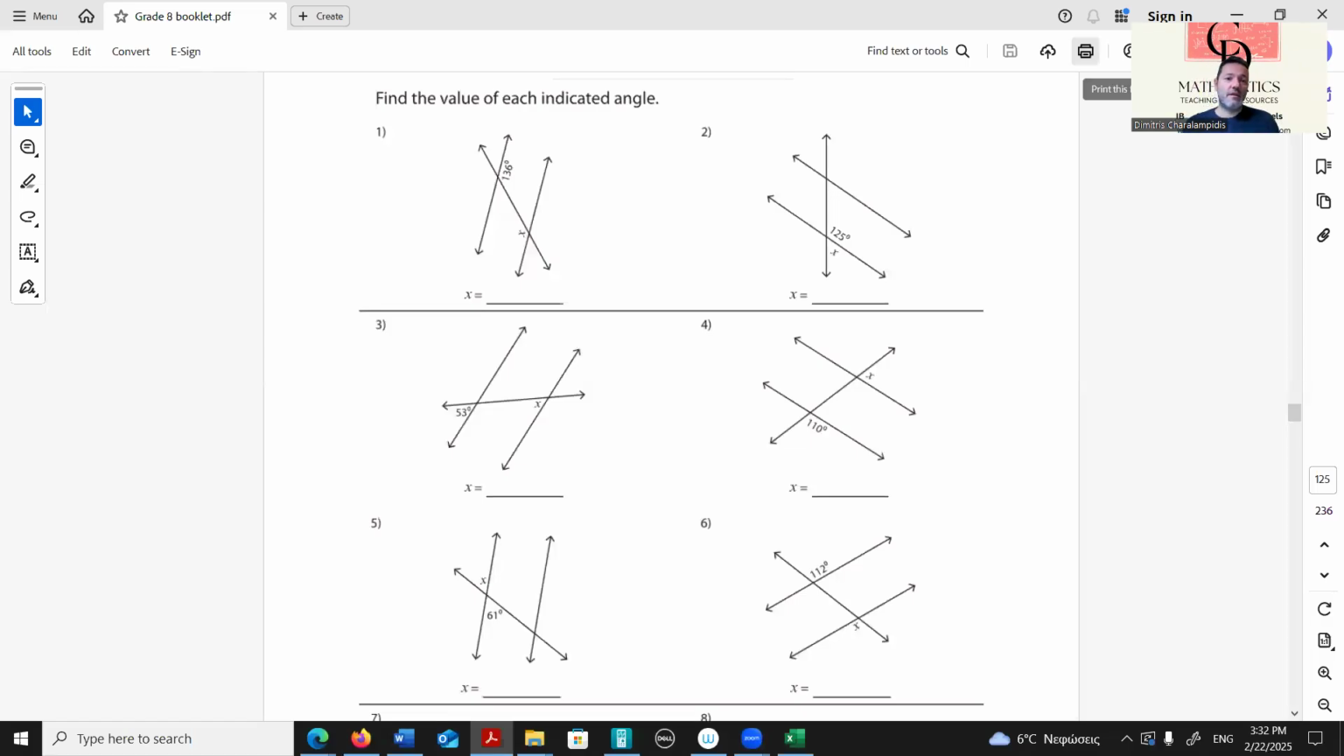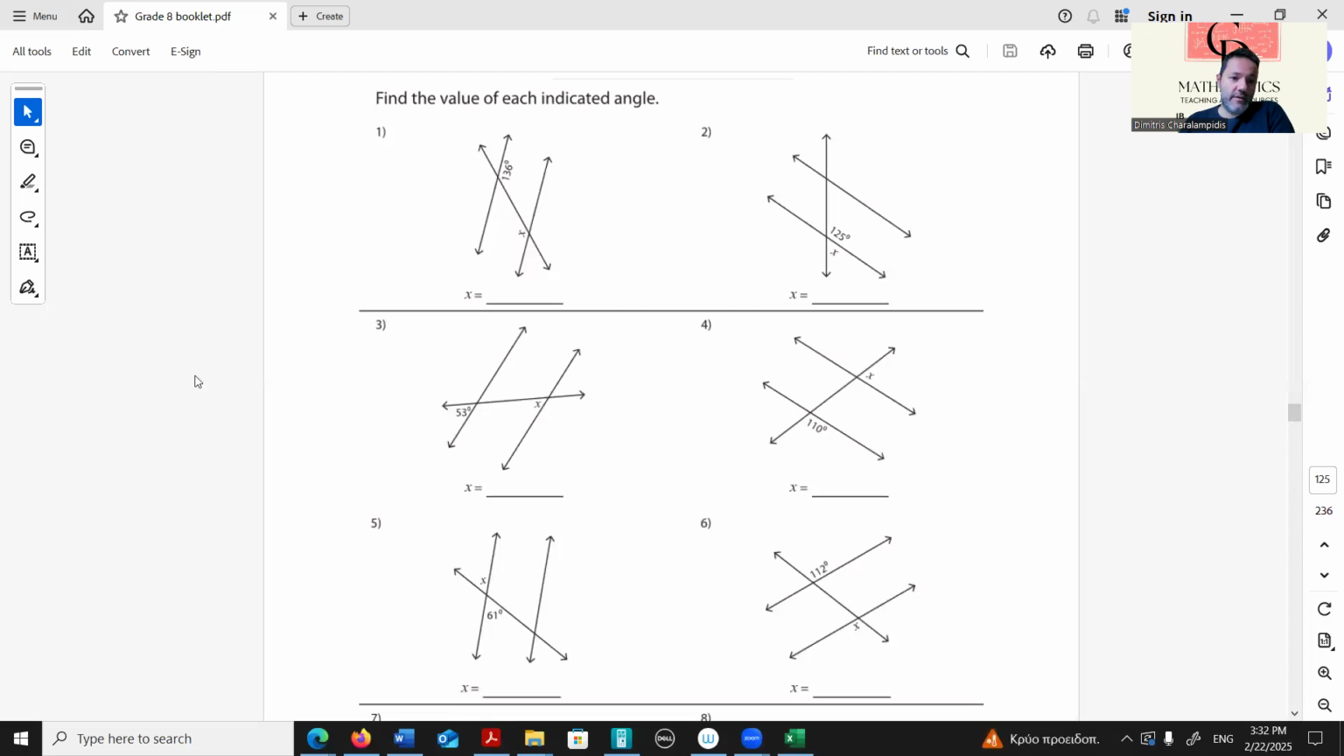Hi there, this is Dimitris Harlambidis, and in this video we will work together some exercises that involve parallel lines which are cut by a third transversal line and the angles formed under this whole formation. To begin with, let me remind you quickly the theory involved.